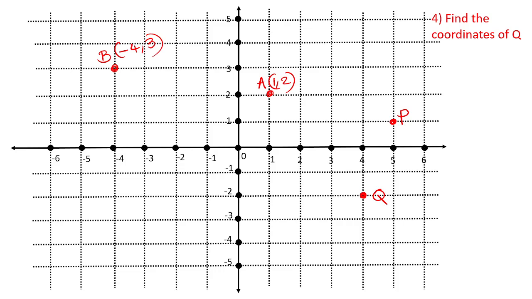Then, one more example. Here there is a point, say C. What are the coordinates? X value is -3 and y value is -2. And fifth question, you please answer. Find the coordinates of R. You please send me the answer. P, Q, R.